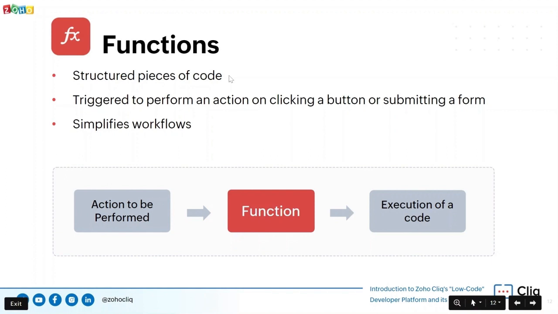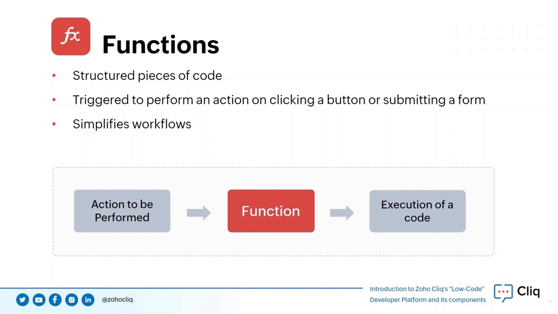The first tool that we're going to take a look at is functions. Functions are just structured pieces of code that are stored. They can be triggered to perform an action by clicking a button or submitting a form. The point of functions is to simplify workflows so that your code is divided into pieces and not just a complete mess where it takes a long time to figure out which code does which.